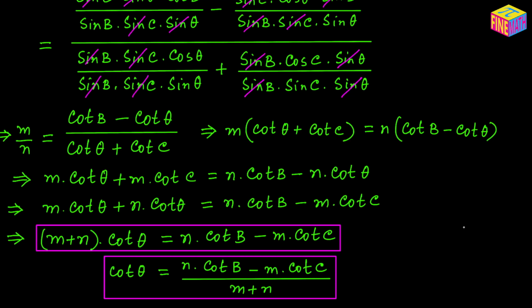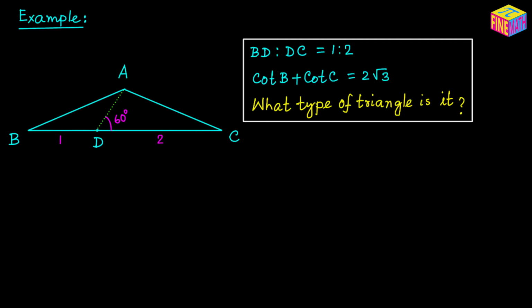We are going to take an example now. Let's suppose we have an example like this. For a triangle ABC, there is a point D on the line BC that divides the line BC into 1:2 ratio. And also we have been provided that the angle ADC is 60 degree. And also we have been provided that cotangent of B plus cotangent of C is equal to 2 times square root of 3. From this information, we have to find out what type of triangle it is.